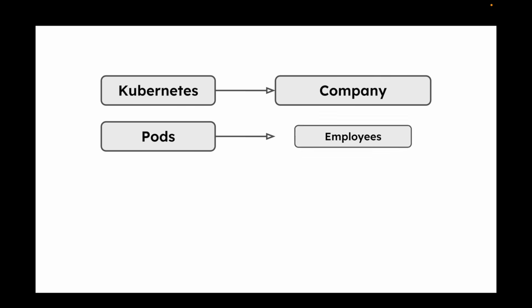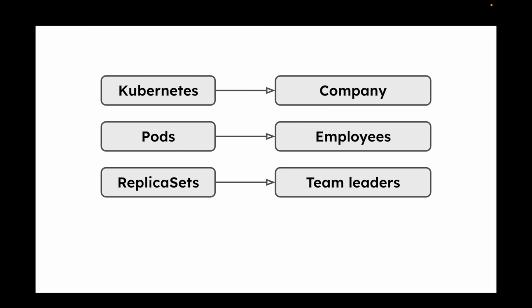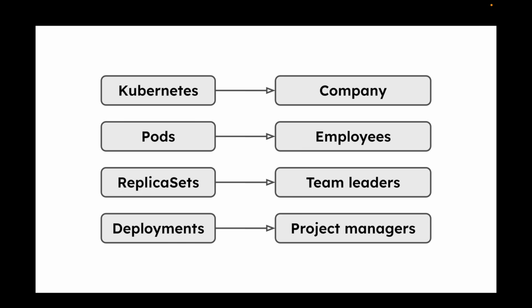Think of Kubernetes like a company, and pods are your employees in this company, and replica sets are the team leaders, whereas your deployments are the project managers. Your team leader ensures there are enough engineers who are working, and your project manager is responsible for planning releases, handling upgrades, and managing the rollbacks. That's exactly what your deployment does for you. It acts as your project manager.